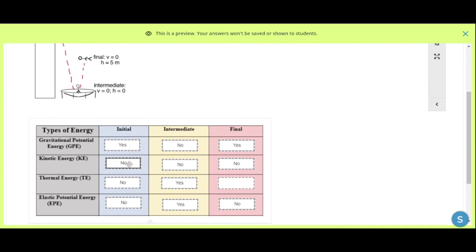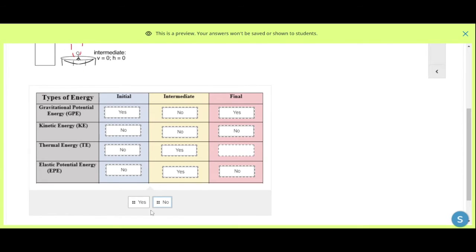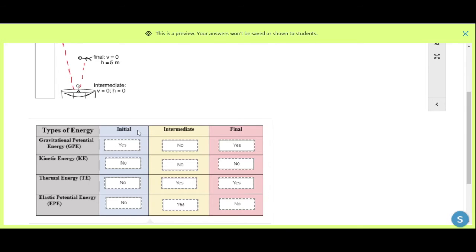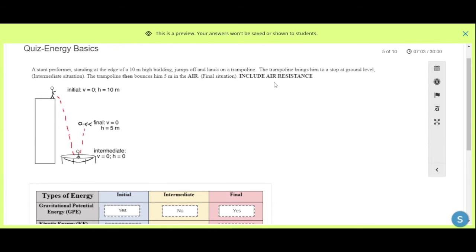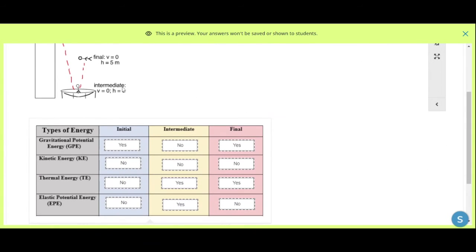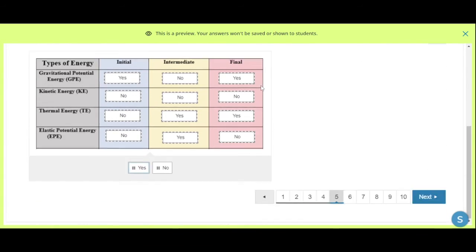And then lastly, thermal energy. Well, if you have thermal energy in the middle, it's not going to go away. It's going to continue and get bigger and bigger as your problem goes on. So there is going to be more thermal energy at the end. We also know that he's going to have thermal energy because he's in the air and he has air resistance. So thermal energy is present at the end.